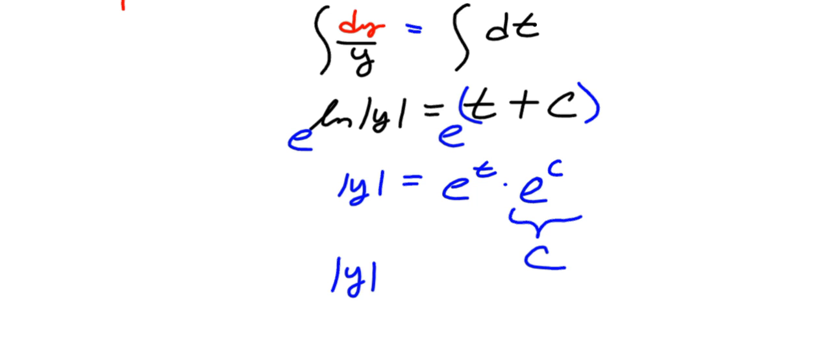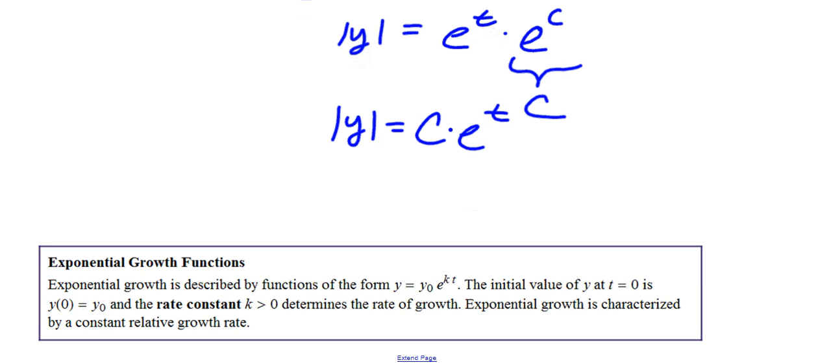And I'm going to rewrite this one more time as this, so that we can then say, here's our exponential model. I'm going to replace c with y naught so that an exponential growth is described by the function in this form. And then we have that constant growth rate k in the exponent. The initial value of y when t equals 0 is y naught. So the constant k is greater than 0. It determines the rate of growth, and it's characterized by a relative growth rate.